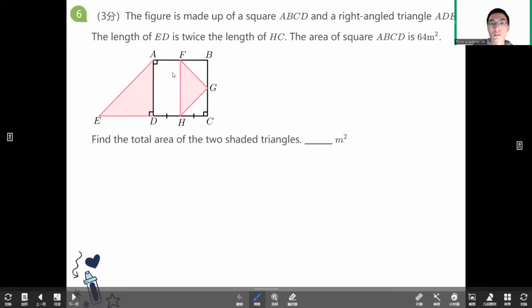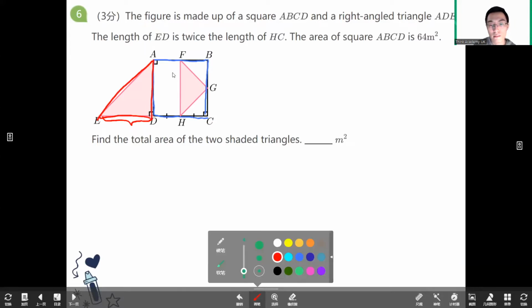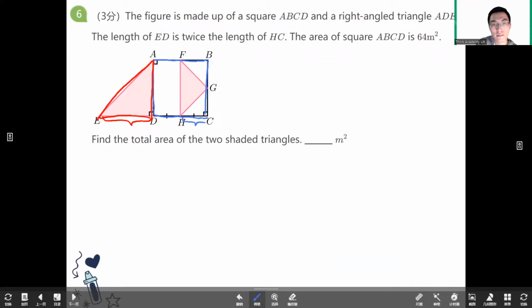The figure is made up of a square, ABCD. The square is outlined with the blue pen. This is the square, and a right-angled triangle ADE, which is the red one, right here. The length of ED, this part, is twice the length of HC, this part. It is also given to us if you read the diagram. Since there are two little bars over here, that means HC is equal to DH.